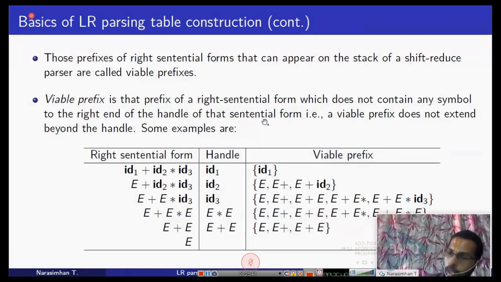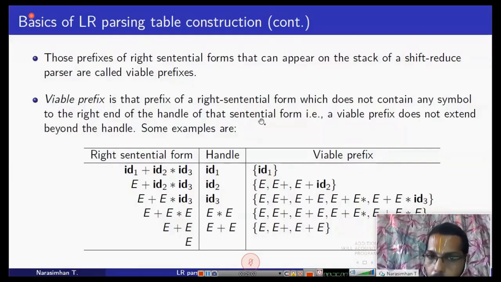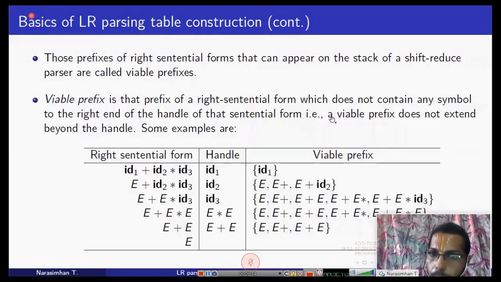So you have a sentential form. Your viable prefix is a prefix of that sentential form. That sentential form could have a handle. Viable prefix is that prefix that does not contain any symbol to the right of the handle of that particular sentential form. That means a viable prefix does not extend beyond the handle. So let me take some examples and clarify this concept of viable prefixes.